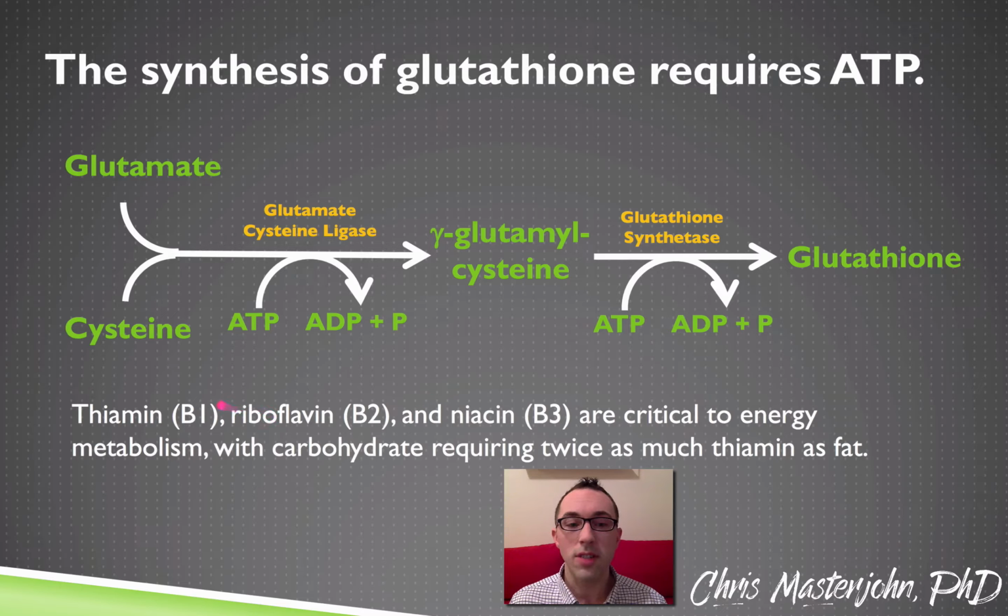Thiamin, which is also known as vitamin B1, riboflavin, also known as vitamin B2, and niacin, also known as vitamin B3. Pantothenic acid, also known as vitamin B5, is just as universally important to energy metabolism as these 3, but these 3 are more likely to be deficient for reasons that we'll briefly discuss later.